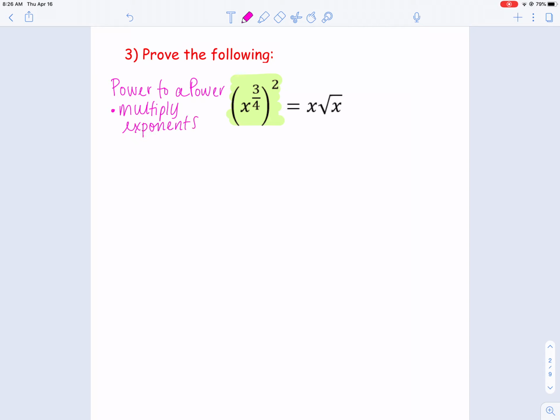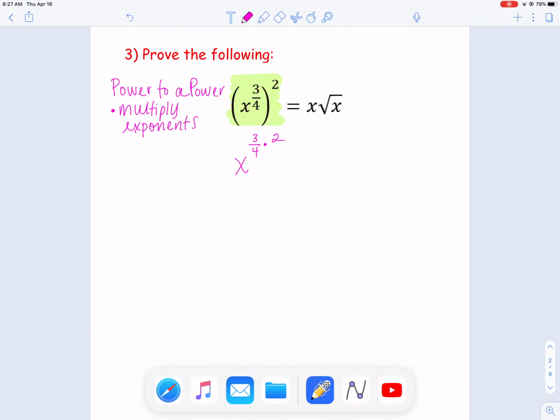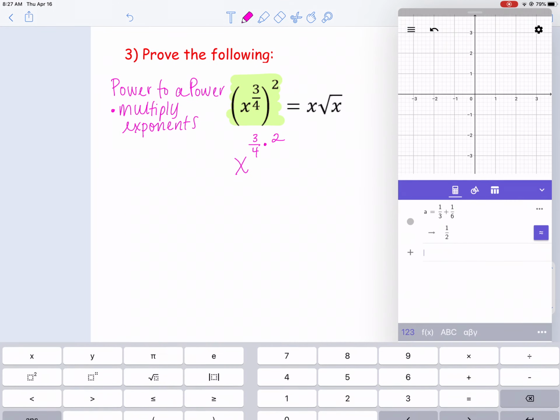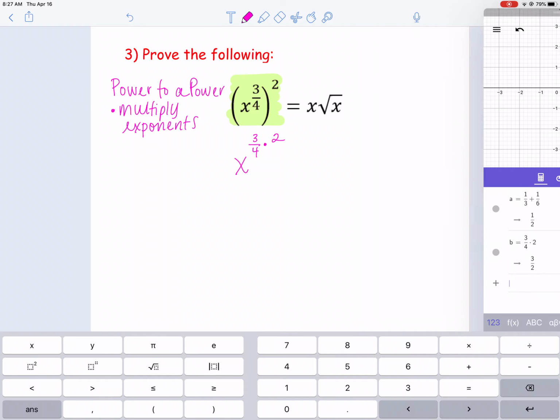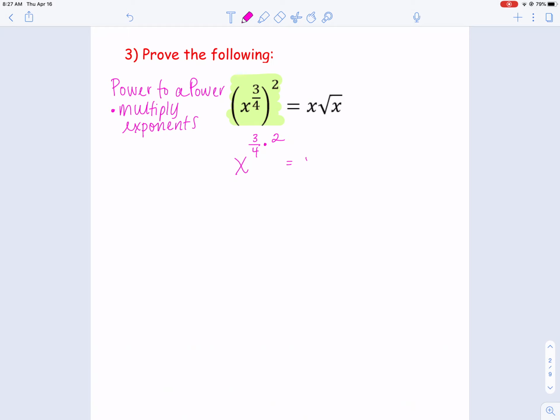Okay, so that means you're going to have x to the 3/4 times 2. So now again, if you are not sure, go into that calculator, okay? I'll show you. If you need to multiply, you're going to do 3 divided by 4, and you're just going to multiply it by 2. So there's where you get 3/2. Okay, so that means, okay, so is this going to equal this? This is x to the 3/2. And it makes sense because it becomes 6/4, which simplifies to 3/2.